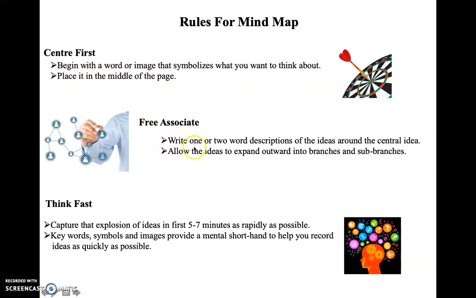Free associate means write a one or two word description of ideas about the central idea, and allow ideas to expand. Start with a subhead of that problem or product, and after that think fast. Capture all the explosion of ideas in your mind in the first 5 to 7 minutes, as rapidly as possible. Do not take more time. Use keywords, symbols, images, or whatever shorthand, and prepare your mind map.